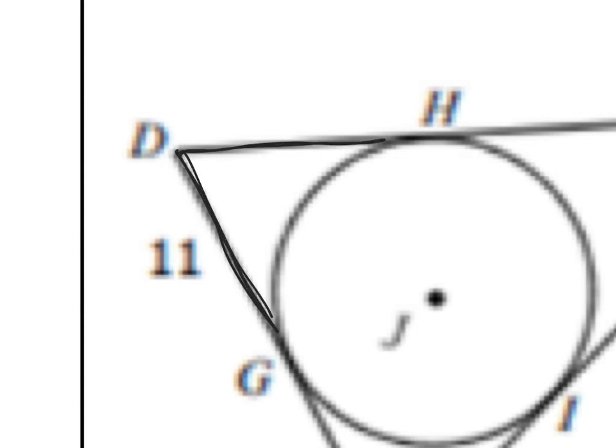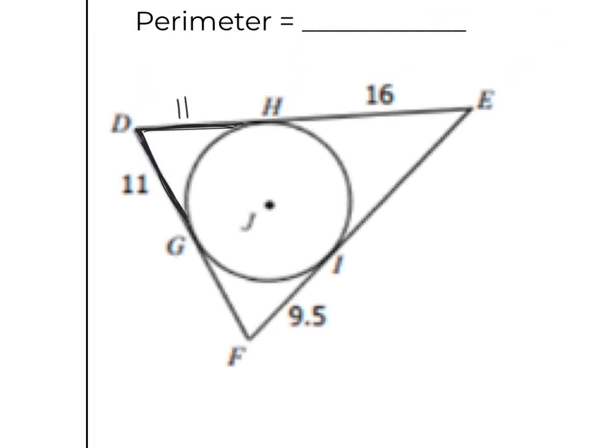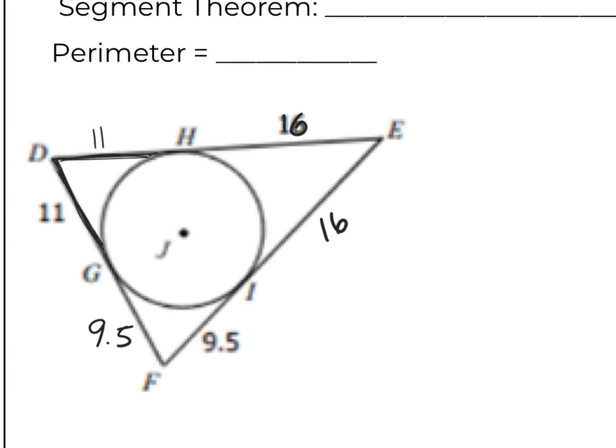Which of those 4 we learned? Tangent, tangent. And tangent is what to the other line? Equal. So if this is 11, what is this? 11. Are these all 3 tangent, tangent? Yes. So if this is 16, what's this one? Okay. And this one's 9.5. So is this one, right? Okay, but what does it want?